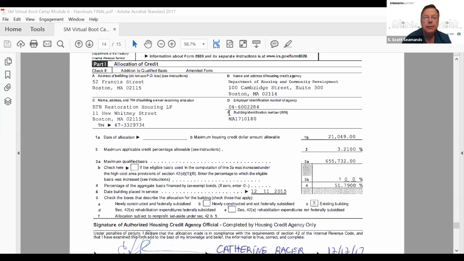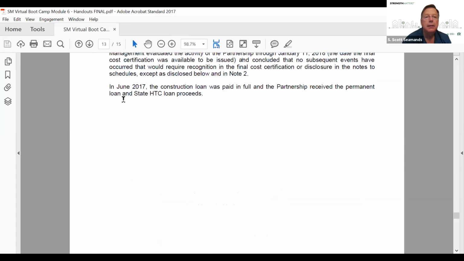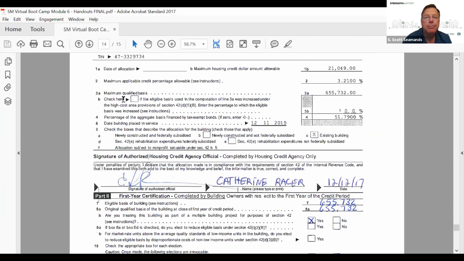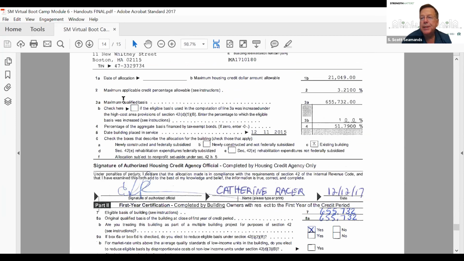This one, so the top of the form, I'm having trouble centering on just the top, but anyway, you saw name and address, name of partnership, ID number, etc. But anyway, on line 1A here, you see date of allocation is blank, maximum housing credit dollar amount allowable 21,000.